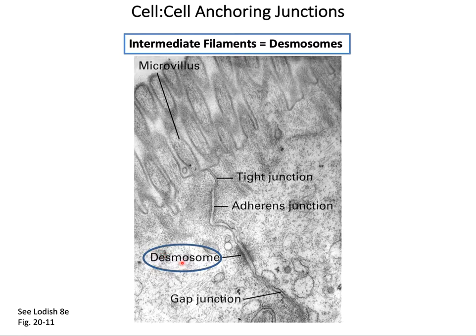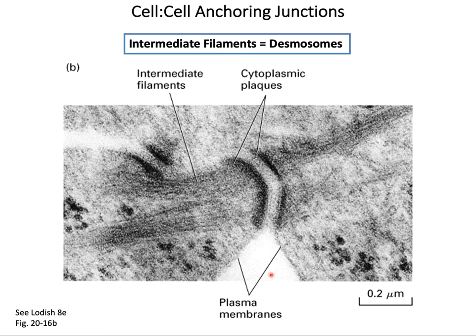When cells interact with each other through intermediate filaments, the anchoring junction is known as a desmosome. Again, this is a figure of a transmission EM, and you can see the desmosome that is right below the adherens junctions or the adhesion belt. And this is the usual position for these type of junctions. This is another transmission EM of higher resolution of a desmosome, and you can see very, very clearly the cytoplasmic plaques and the intermediate filaments.